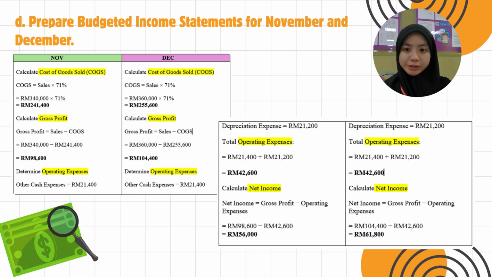Okay, for the next question, which is D, prepare the budget income statement for November and December. First, we calculate cost of goods sold, which is sales multiplied by the percentage, which is 70. Then we calculate gross profit, which is sales minus cost of goods sold, and then we determine operating expenses. After that, we conclude total operating expense by depreciation expense plus other cash expense. And then we get the income, which is gross profit minus operating expense.